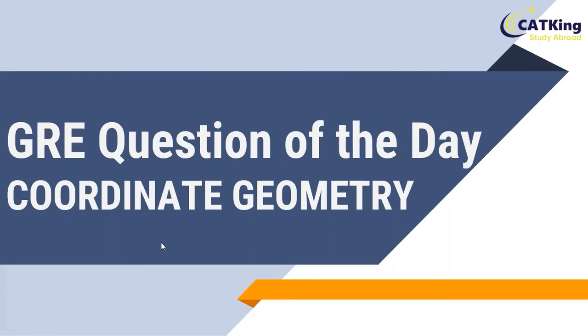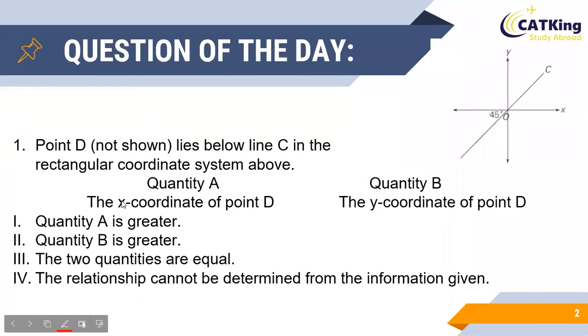Today we will discuss a question on coordinate geometry. As you can see, today's question is a quantitative comparison question wherein we are given a line C and a point D which is said to be lying below line C. Now we are given two quantities A and B such that A is equal to the x coordinate of point D and B is equal to the y coordinate of point D.